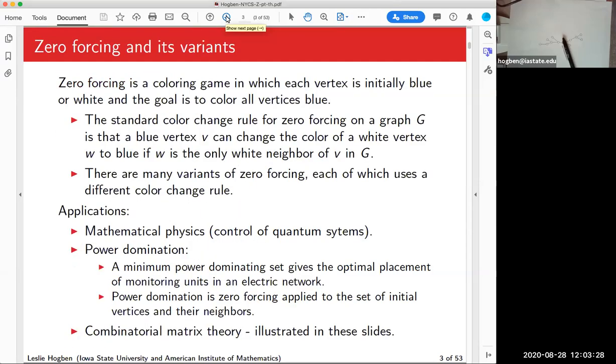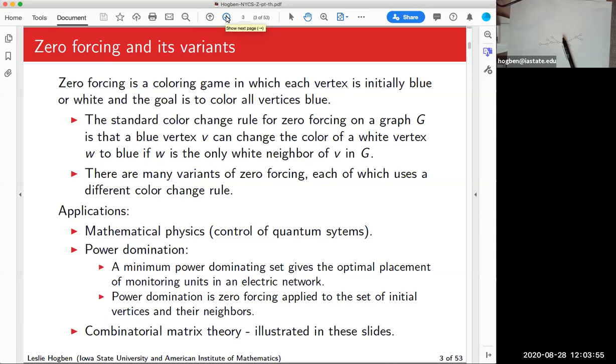And I'm going to begin by talking about zero forcing and its variants. Zero forcing is a dynamic process, you can think of it, for coloring vertices on a graph. It represents a lot of different particular applications. As we're going to talk about it today, you start with blue vertices and white vertices, and the goal is to color all the vertices blue.